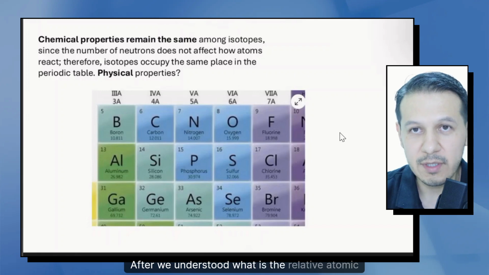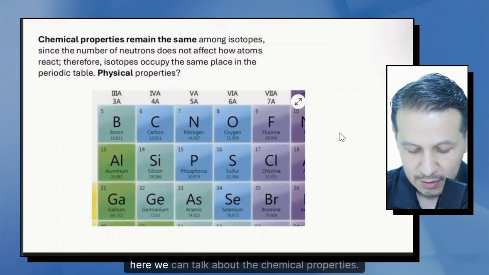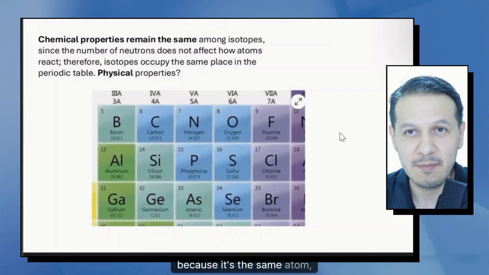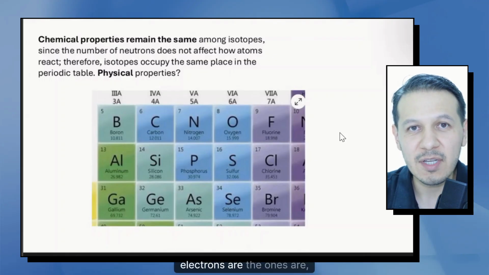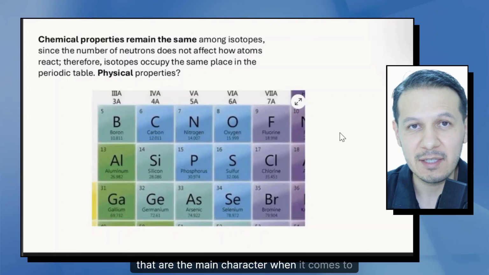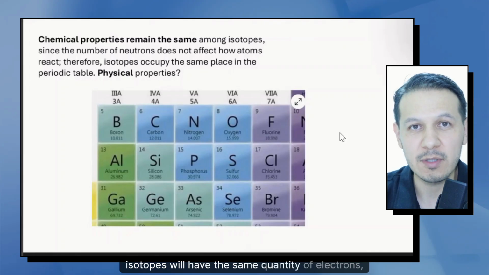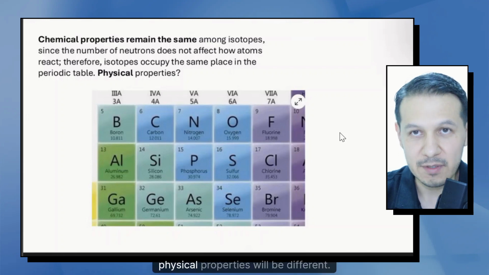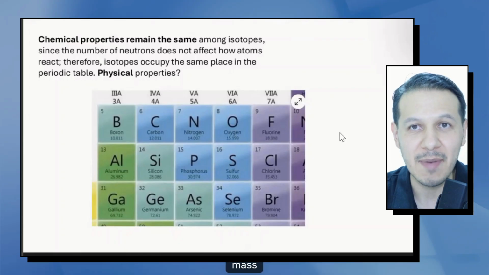After we understood what the relative atomic mass is and what the role of the masses of every isotope and the abundance is, here we can talk about the chemical properties. So we could say that for isotopes, because it's the same atom, the chemical properties remain the same. We could say 100% of the chemical properties are related to electrons. Because electrons are the main character when it comes to chemical reactions, and isotopes have the same quantity of electrons, the chemical properties will be exactly the same. But physical properties will be different. Why are they different? Because some physical properties depend on the mass of the atom.